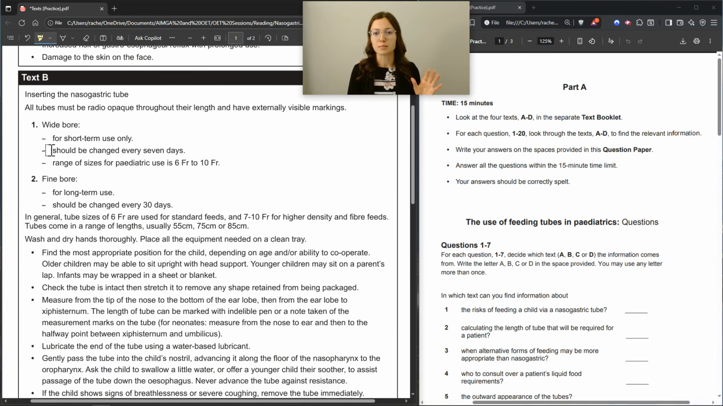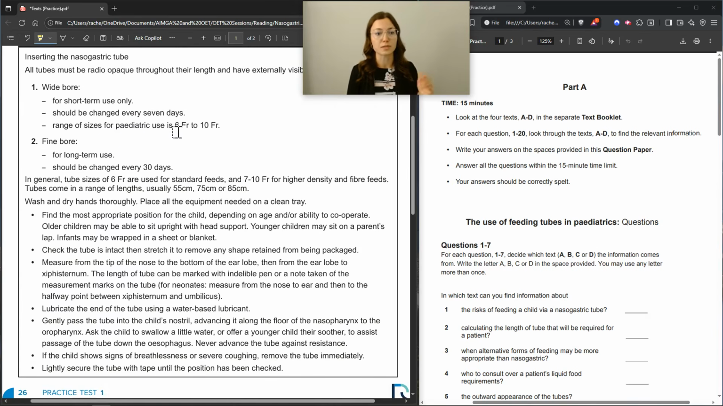Quickly, let's see text B. We also see lists, so that's what you should be focused on. Again, the theme here. We see the first one, number 1 and 2. Well, wide bore, fine bore, and we quickly see that there are different properties that are being listed. So length of time, how often to change, sizes, right?